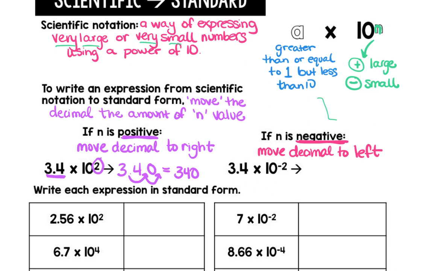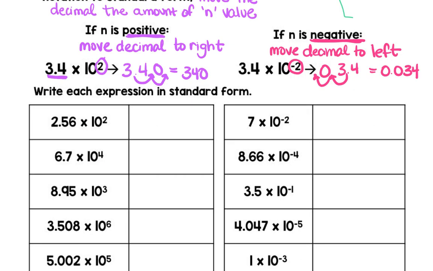When we have 3.4 times 10 to the negative second power, what we're really doing is dividing by 10 2 times. So if we have our 3.4, we're going to move that 2 places. I'm going to put a 0 there to the left, which is 0.034.